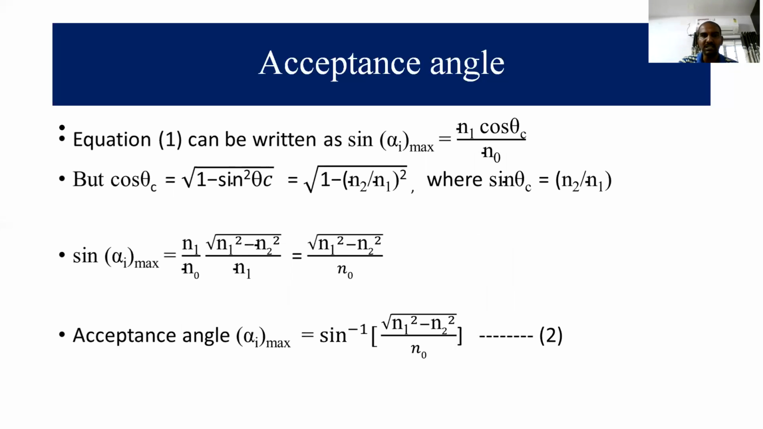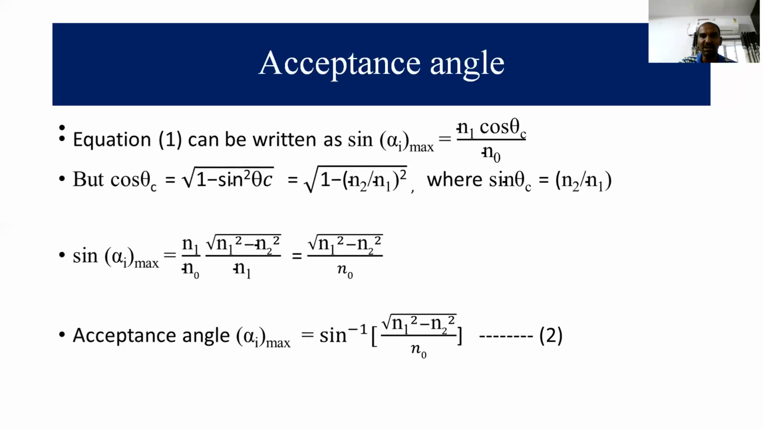But cos theta C can be written as the square root of 1 minus sin square theta C, because it is a right angle triangle. Sin square theta plus cos square theta equals 1. Therefore, cos theta can be written as the square root of 1 minus sin square theta. So in place of theta, here theta C is there. That's why cos theta C equals the square root of 1 minus sin square theta C.